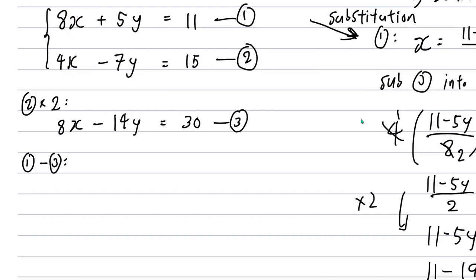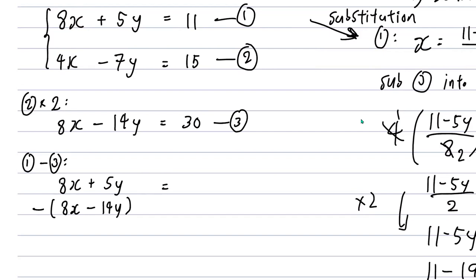Let's do it systematically. 8x plus 5y equals 11, minus 8x minus 14y equals 30. Wow, so squeezy. I want my equal sign to be aligned nicely in the middle, to be neat and systematic. But here, no space. Then what should I do? Write it at the bottom instead. Minus bracket, a bit similar to long division. Write it below, neat and tidy.